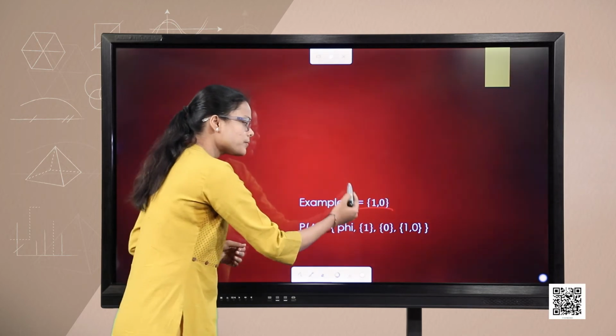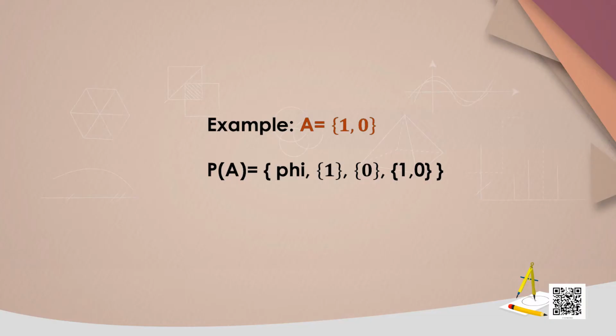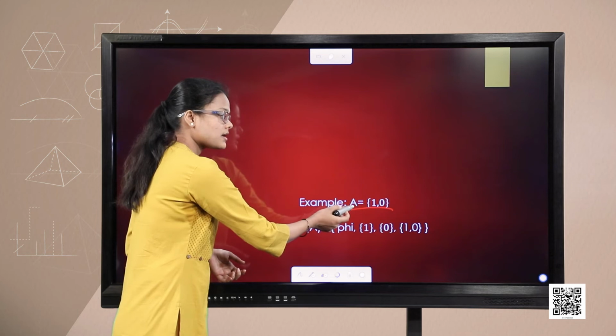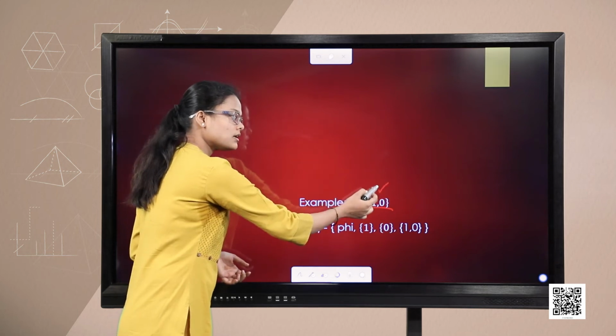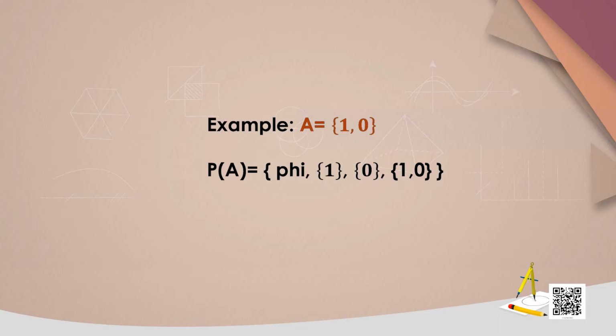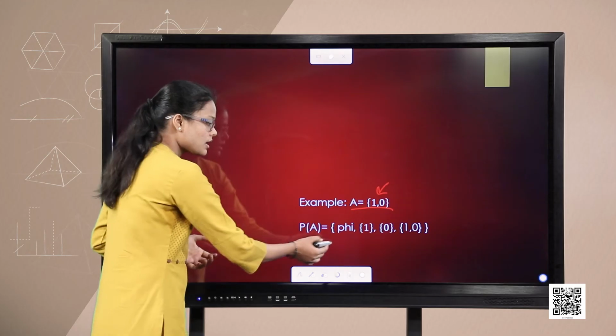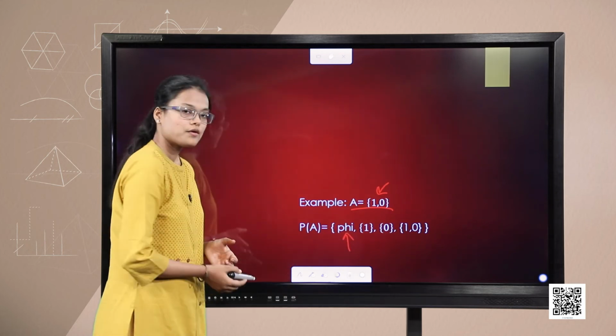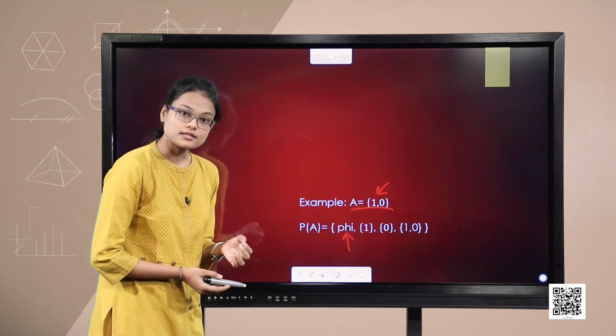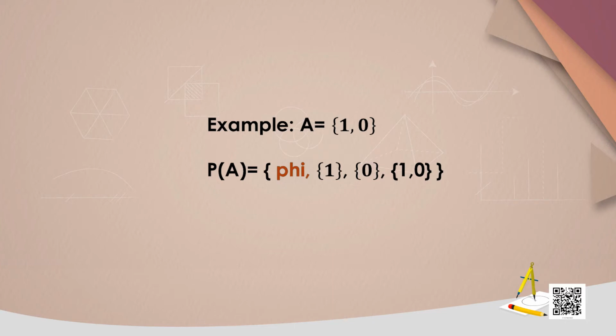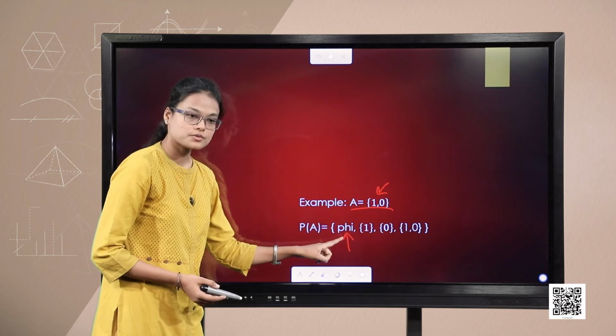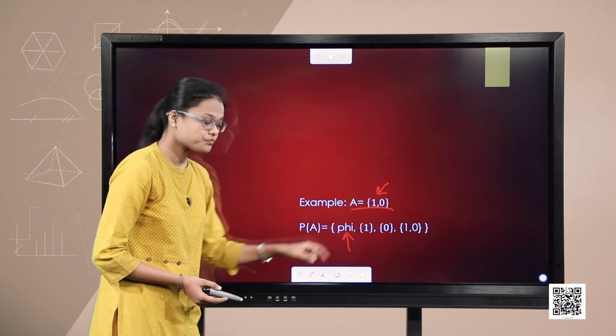We usually ask, if A is a set, then how many possible subsets can it have? Let us take an example in which A represents two elements, 1 and 0. How many subsets can it have? Let us list them. First of all, phi, that is the empty set. We have already studied that the empty set is a subset of each and every set. So yes, it will be a subset of the set A as well.